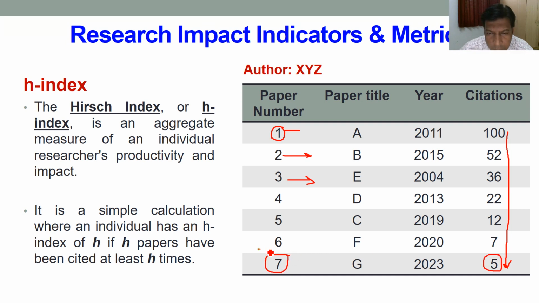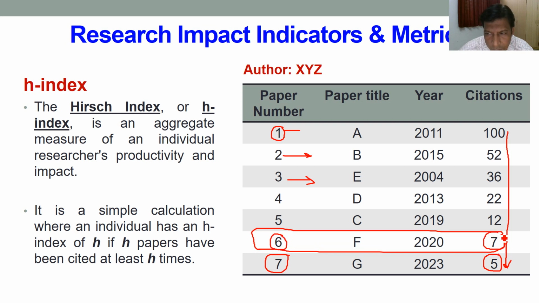So if you look at this row, paper number 6, you can see that the paper number is 6 and the citations are 7. It means the citations are either equal to the paper number or more than the paper number.